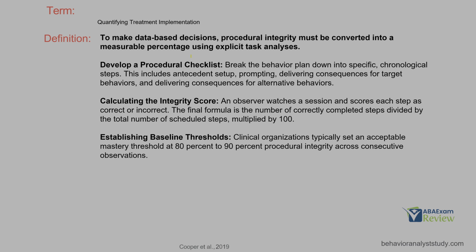When making data-based decisions, right, we've got to quantify these things. We have to be able to measure what we're looking at when doing our integrity checks. So one way to do that is do a checklist. So we can break that plan down into steps or targets that we want to see. What's the antecedent setup? What's the environment setup? What are prompts? What are our consequences? What are the alternative behaviors? What's the reinforcement schedule? So on and so forth. Seems like a lot, but that's really 6 or 7 items that you need to check for.